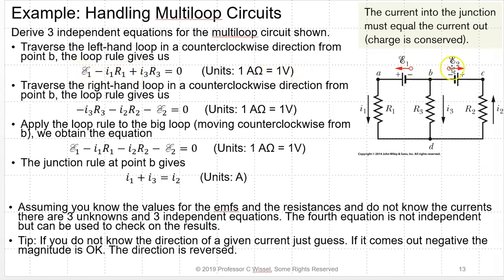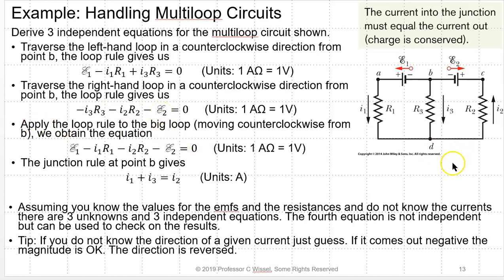I'm going to go around this loop in the counterclockwise direction from point B. I go with the current through R3, so that's minus I3 R3. I go with the current I2 through R2, that's down the waterfall, so that's minus I2 R2. I go from the positive to the negative terminal through this battery, so that's minus E2. I come back to my starting point, that means it's equal to 0. The units check, okay, amp ohms and volts, good.